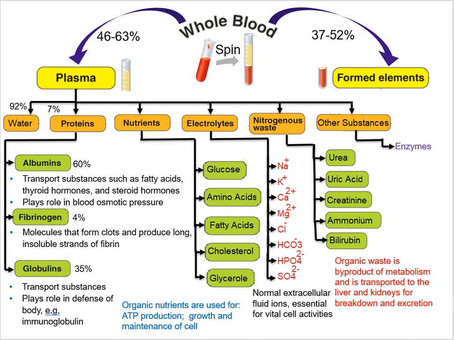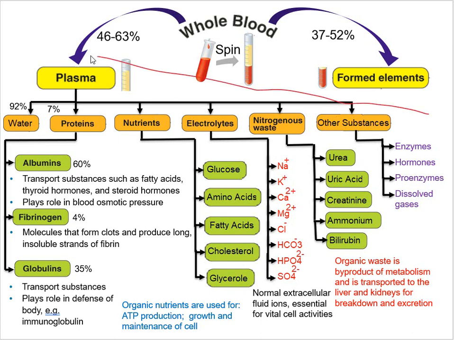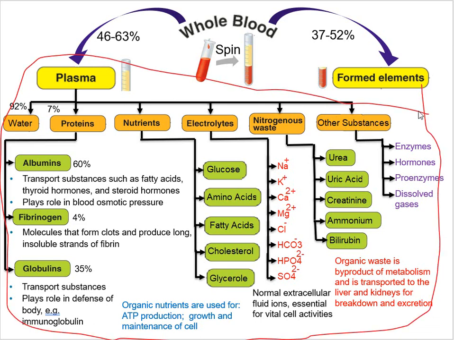What are the other substances? In addition to this one, there are enzymes, hormones, proenzymes, and dissolved gases such as oxygen and carbon dioxide that are found in the plasma. So this is, in a nutshell, all that you find in the plasma.